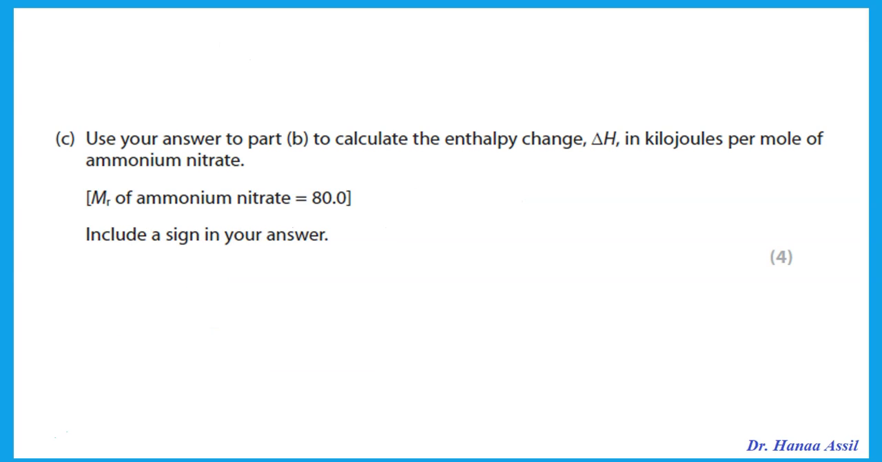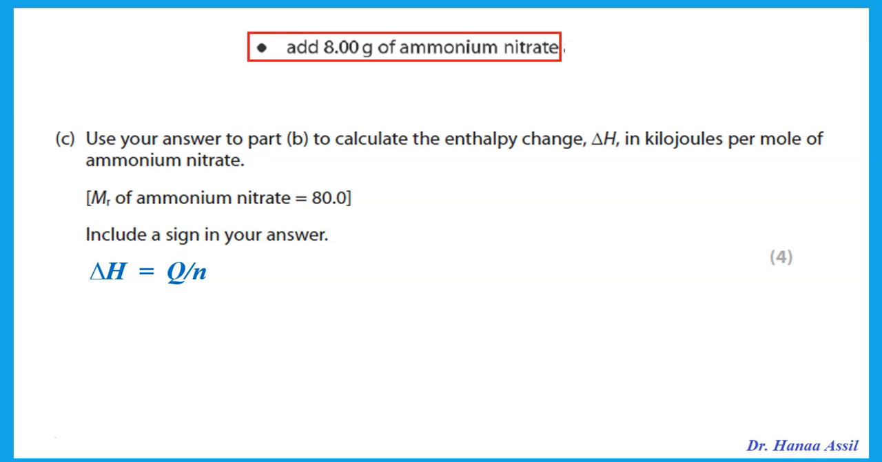Use your answer to calculate delta H. You should know how we get delta H. It is Q over n. So we are given that we have 8 grams of ammonium nitrate. I can use that to get the number of moles. Number of moles is mass over molecular mass. We are given the molecular mass. So that means that the n is 0.1.